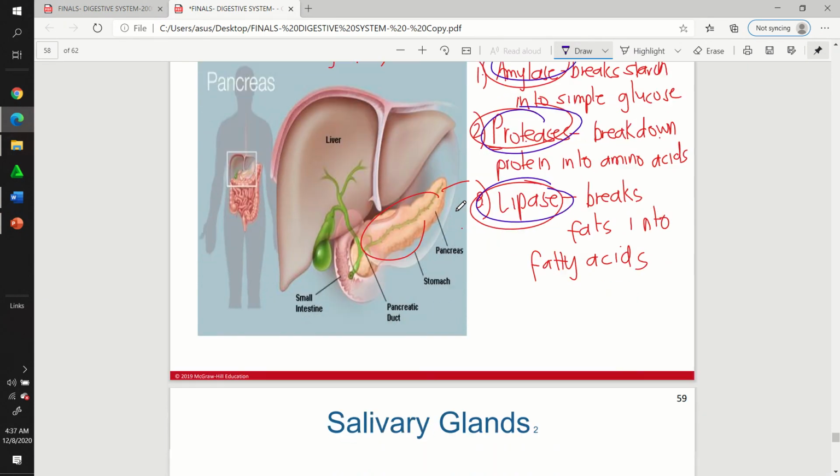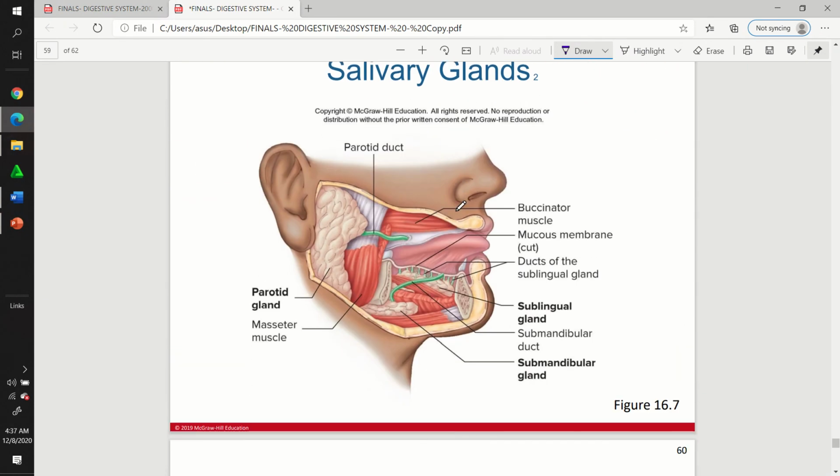Another important accessory organ is your salivary gland. Your salivary gland produces saliva, which contains enzyme to break down your carbohydrates. Another important function, it cleanses the mouth, dissolves and moistens the food. It keeps the oral cavity moist.